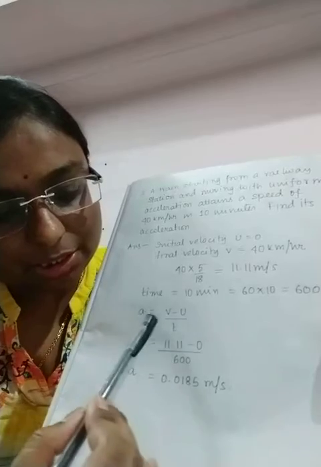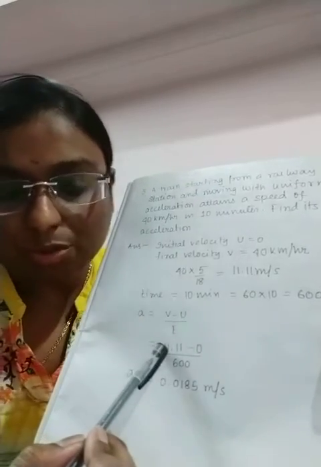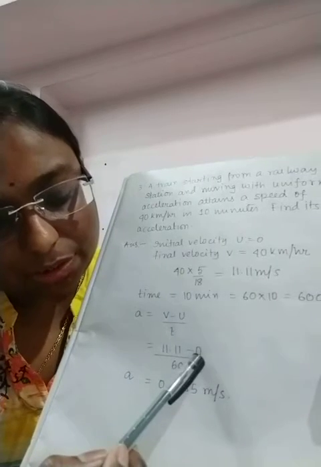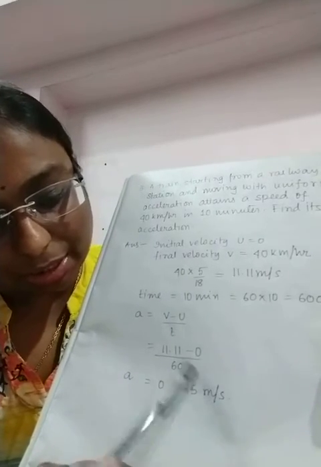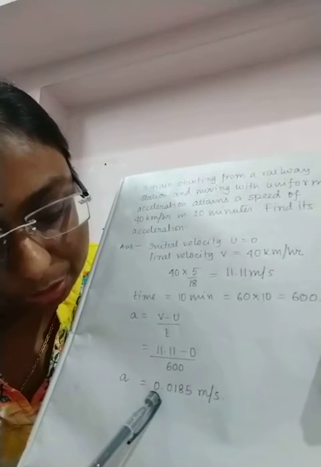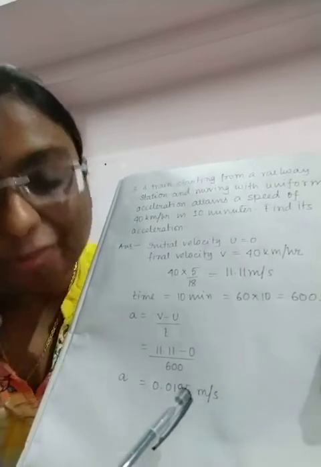Now acceleration is v minus u by t. So v, the final velocity, is 11.11, the initial velocity is 0 and the time is 600. So after calculating this, we are getting acceleration as 0.0185 meter per second squared.